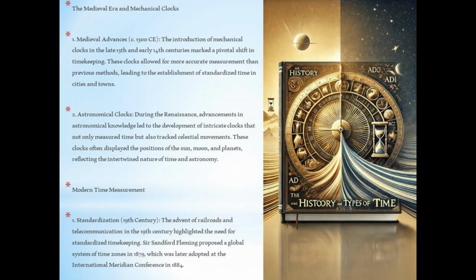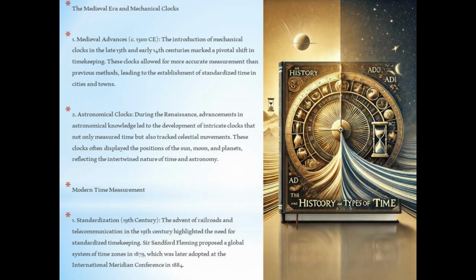These clocks allowed for more accurate measurement than previous methods, leading to the establishment of standardized time in cities and towns. Number 2. Astronomical clocks. During the Renaissance, advancements in astronomical knowledge led to the development of intricate clocks that not only measured time but also tracked celestial movements. These clocks often displayed the position of the sun, moon, and planets, reflecting the intertwined nature of time and astronomy.